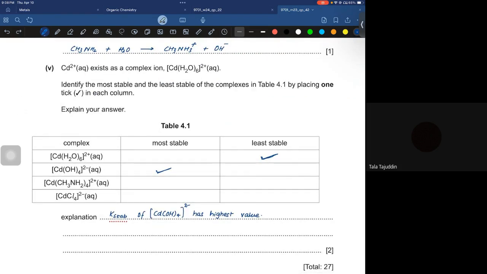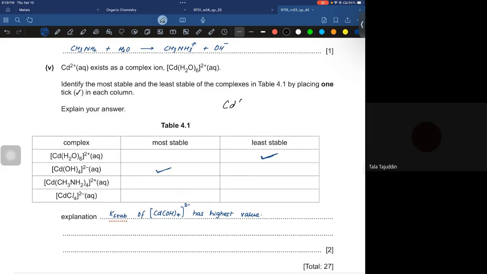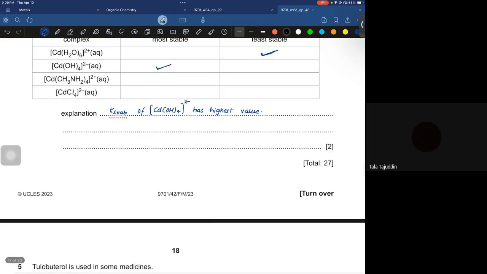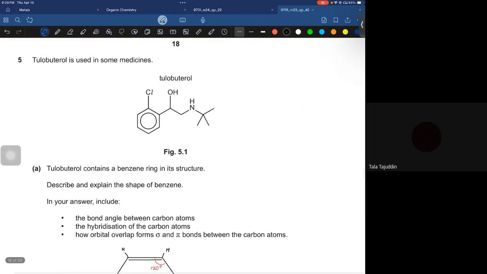So cadmium water is what? It's the complex at normal conditions, because when you have Cd(H2O)6, it's a normal complex ion. So it would be the least stable one. That's the reason it's going to react with the ligands. If this were more stable, there would be no reason to react with anything else. So the explanation: K stab of Cd(OH)4 2 minus has the highest value.